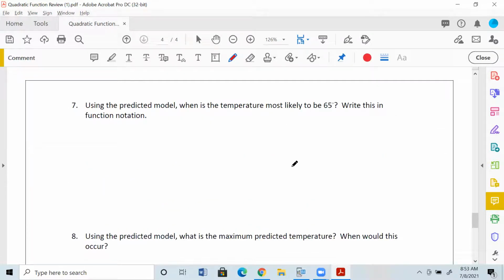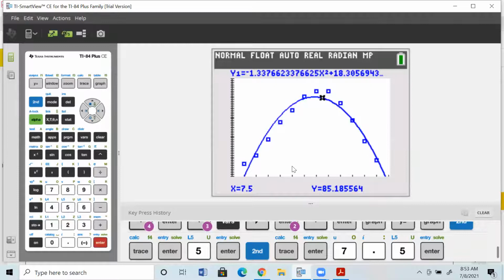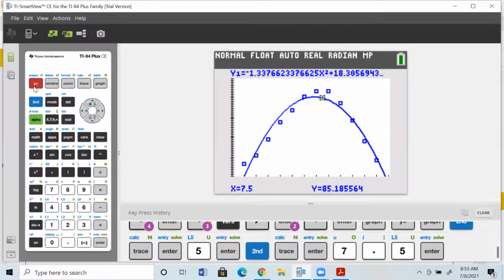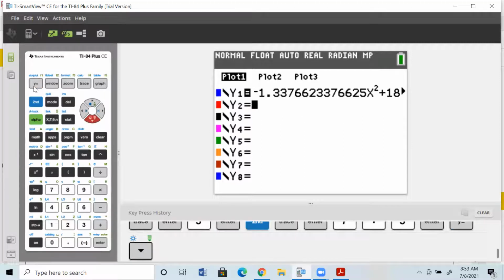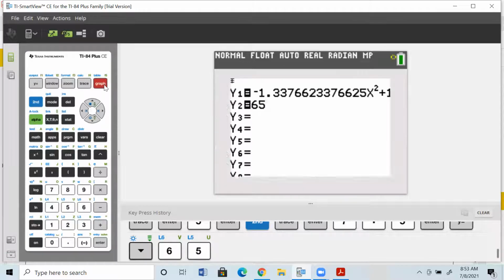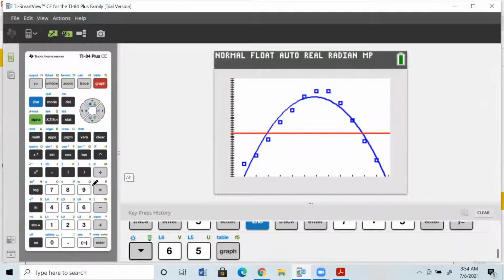Question 7 comes along and it actually asks us something in the reverse direction. We still have the same set of data and the same predicted model, but question number 7 is asking us, when is the temperature most likely to be 65? So rather than plugging in 65, we're trying to take the 65 and work backwards to find out what month that is. The easiest way to do this using our calculator is to go into the y equals button, go down to y2 and type in a 65, and then hit graph. So let's write this down.